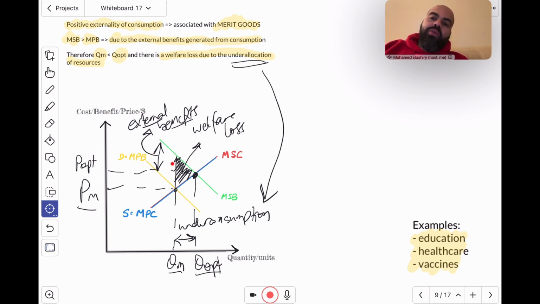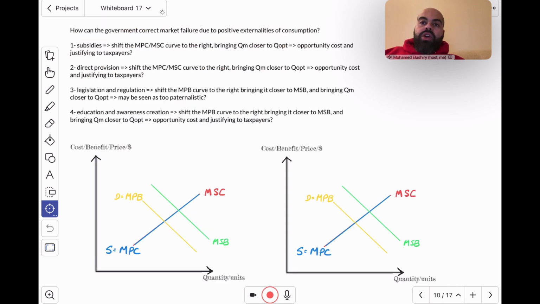The triangle pointing from QM to Q opt, that's the welfare loss or the potential welfare gain. MSB is greater than MPB because of the benefit to society being higher than the benefit to the individual. The distance between QM and Q opt, this horizontal distance, is the amount of underconsumption because of the underallocation of resources.